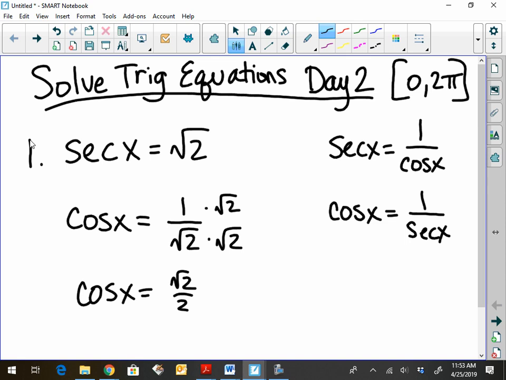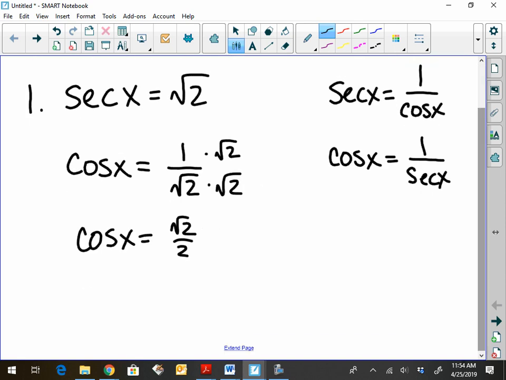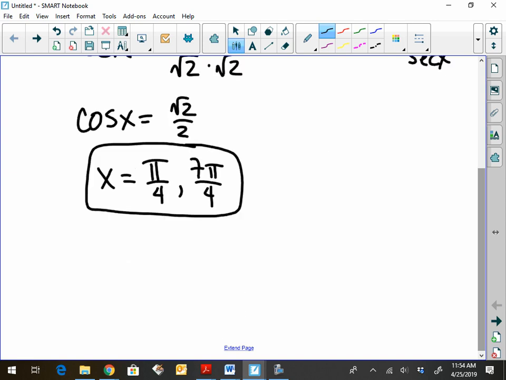Okay? So cosine, so we're looking at the unit circle. You should have gotten one today that you could keep. So where is cosine square root of 2 over 2? X would equal pi over 4. And then cosine is x, so also 7 pi over 4. And those would be our answers. Okay? Number 2, let's look at another one.